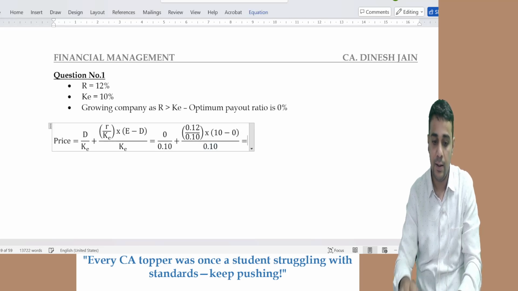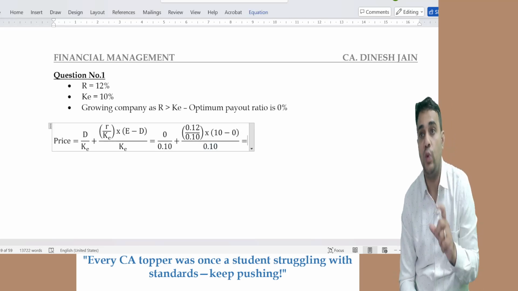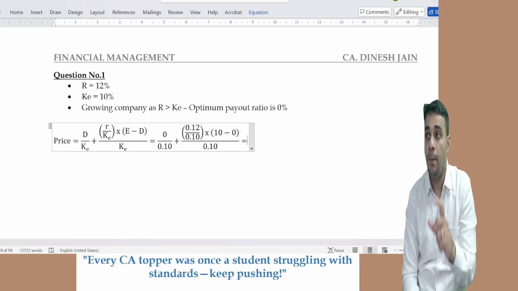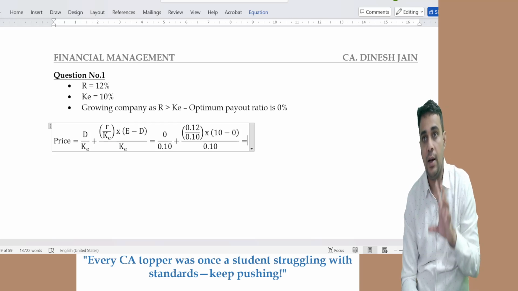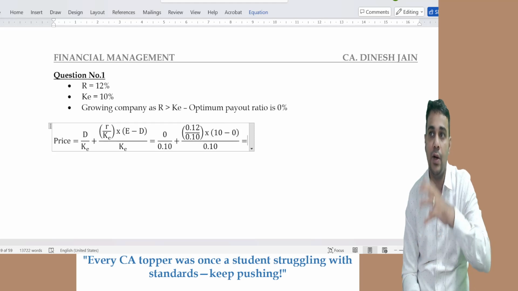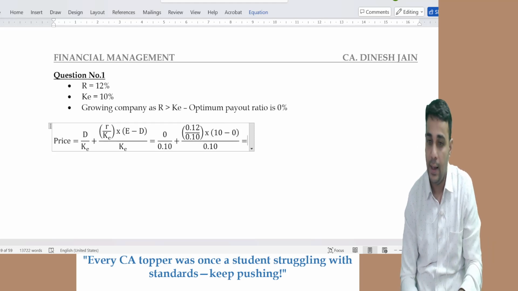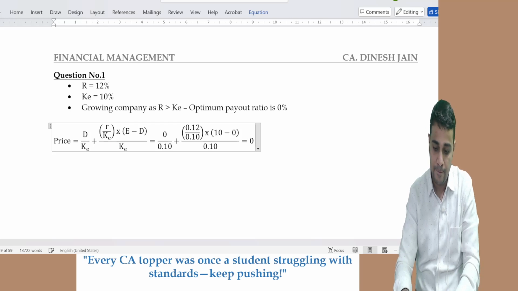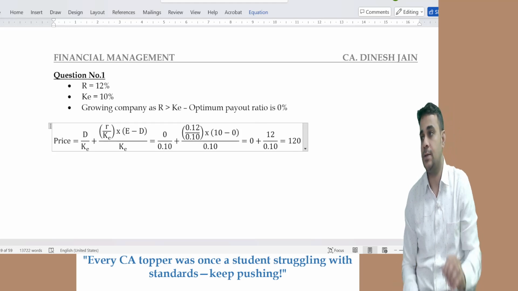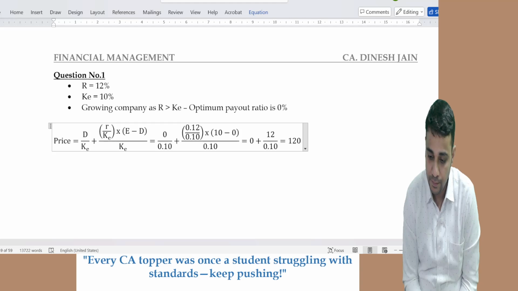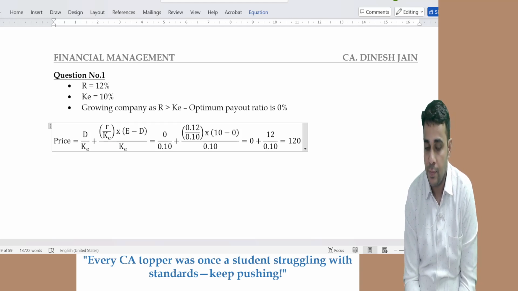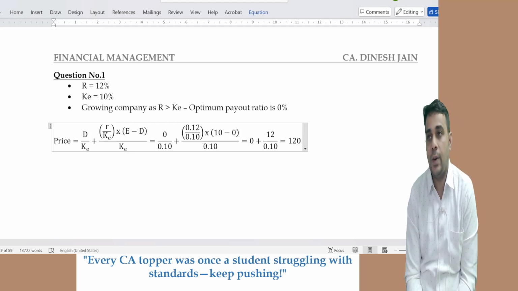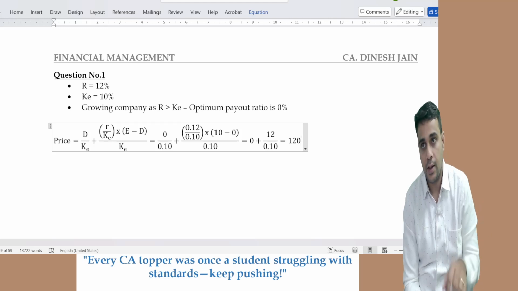If you see here, the multiplier effect is 1.2 times. The 10 rupees, you give an extra worth to it because you are having good earning ability. 0 plus 12 by 0.10, 120 rupees. Clear? Any doubts on this? Done? Can you proceed?